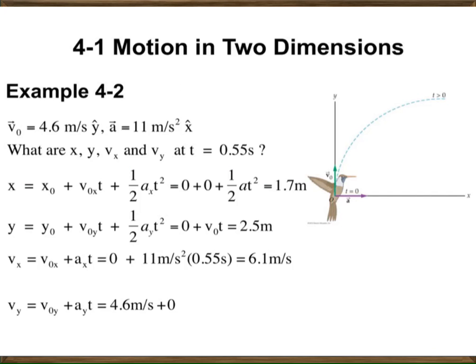So let's do an example in two-dimensional motion. You are given the initial velocity of this bird, and the initial velocity is, as a vector, 4.6 meters per second times y, where y is the unit vector in the y direction. So immediately you can tell the initial velocity is in the direction of y because of this unit vector. And the problem also gives you the complete acceleration vector. It is given as 11 meters per second squared times the x unit vector.